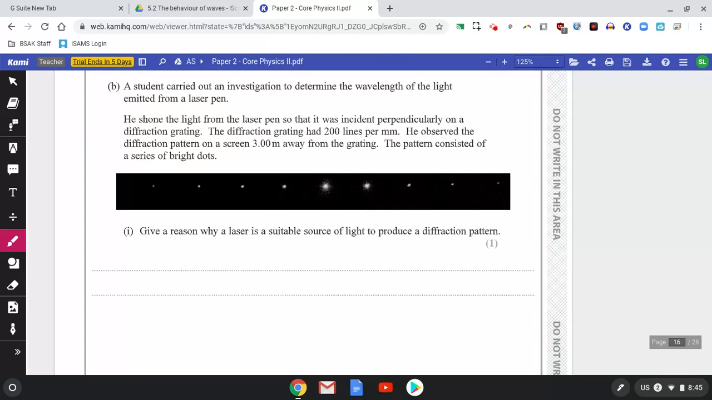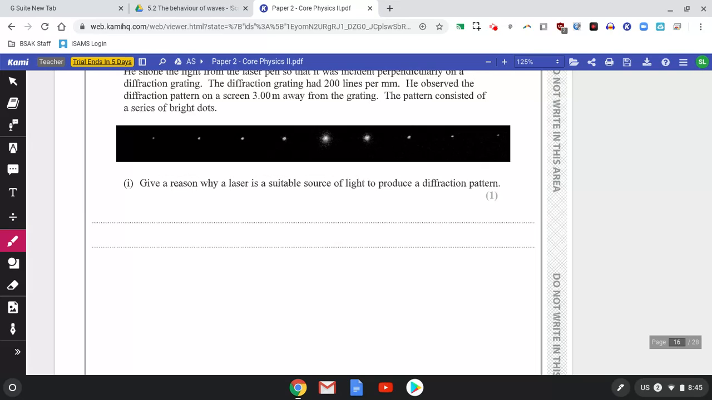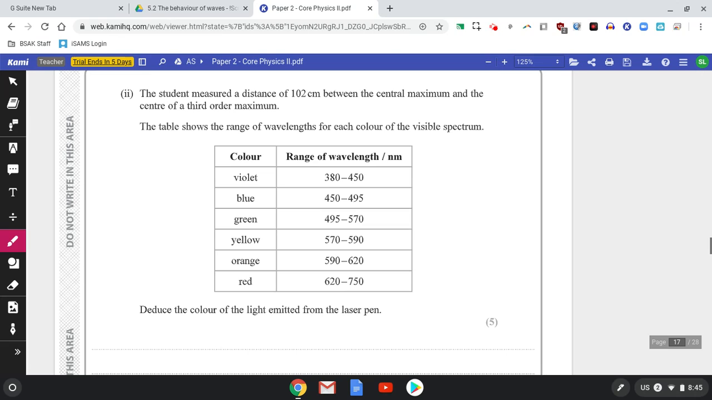Give a reason why a laser is suitable for this. Well, lasers are monochromatic. Monochromatic means same frequency or same wavelength, so it's the same color. That's why we use lasers. So monochromatic is going to lead to coherent wave sources. That's what we need in this case. The wavelength has to be the same. Right. The student measured the distance between the central maximum and the third order.